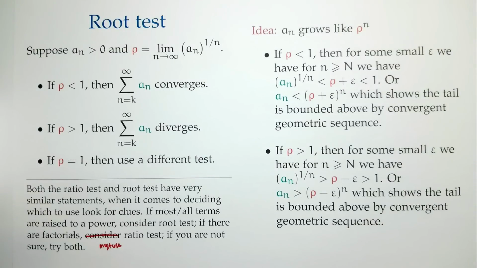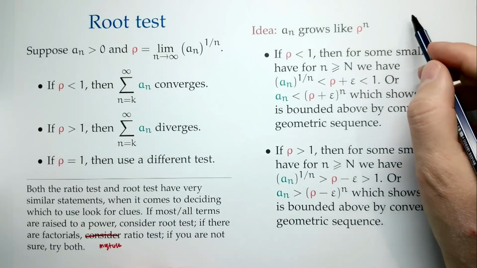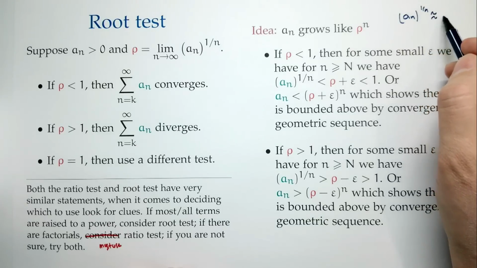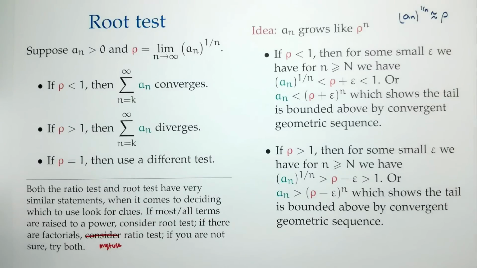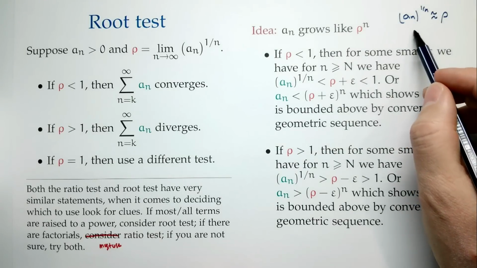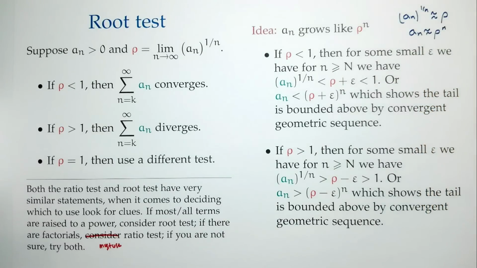Well, if you think about what's happening here, what we have is, lo and behold, if the limit as n goes to infinity of a sub n to the 1 over n is rho, what you really have is that a sub n to the 1 over n is about rho. Because if you take the limit, then you're about what you approach. So that says a sub n is about rho to the n. And so kind of the idea with the root test, it's actually similar to the ratio test, is it's trying to behave like a geometric sequence. And now you do the same thing that you did before.